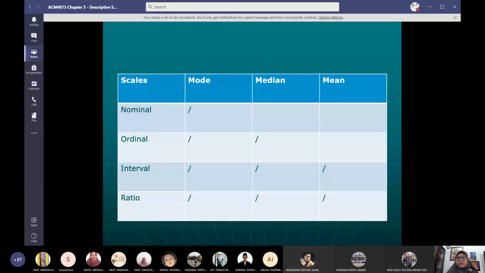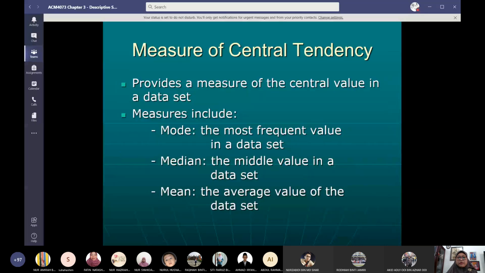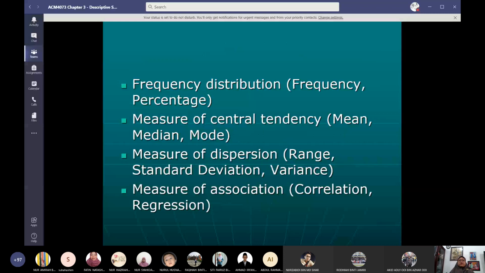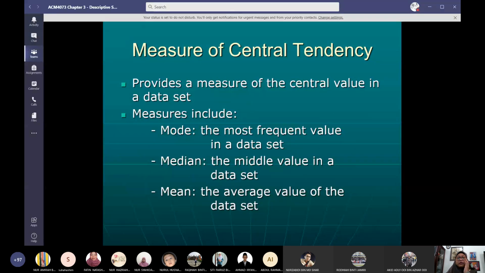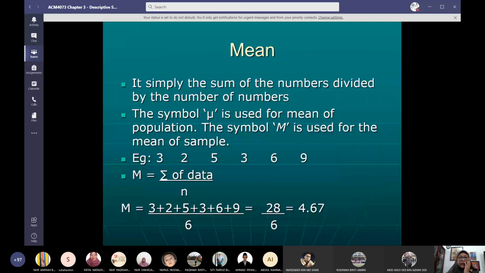So let me bring you back to these 4 types of descriptive analysis. Just now we looked at measure of central tendency, and the distribution is also being done. And then measure of dispersion, and measure of association. Okay, don't worry, I will show you one by one.